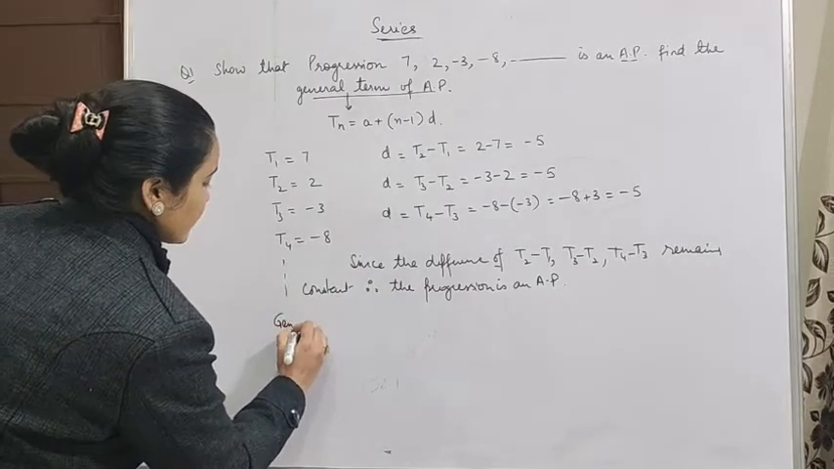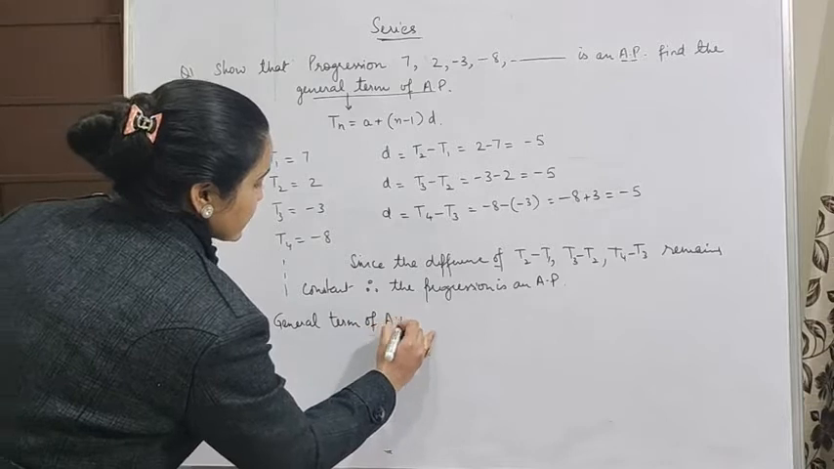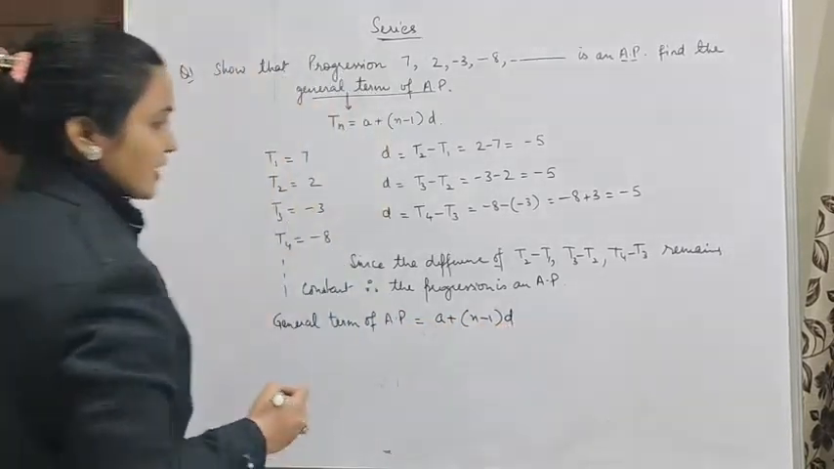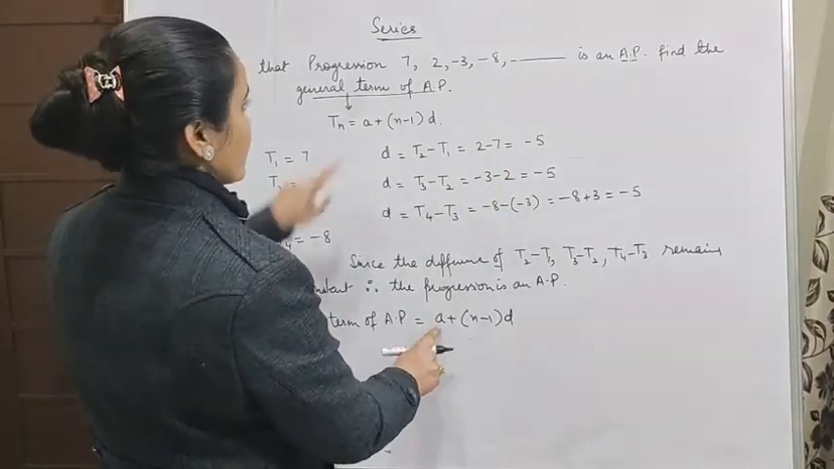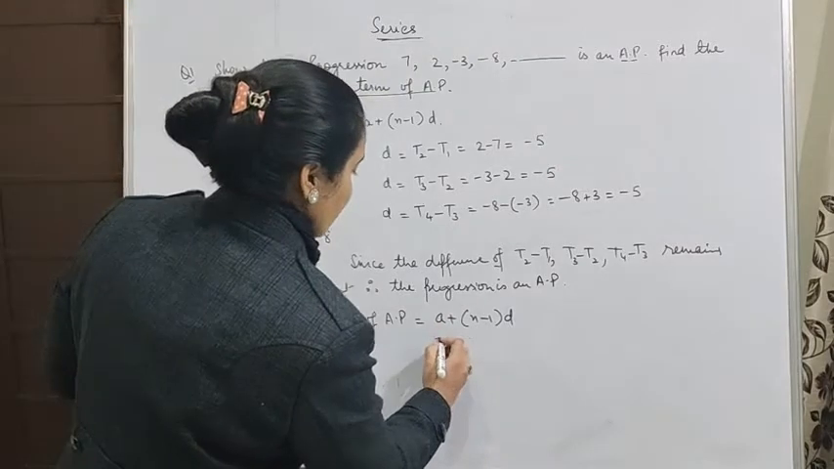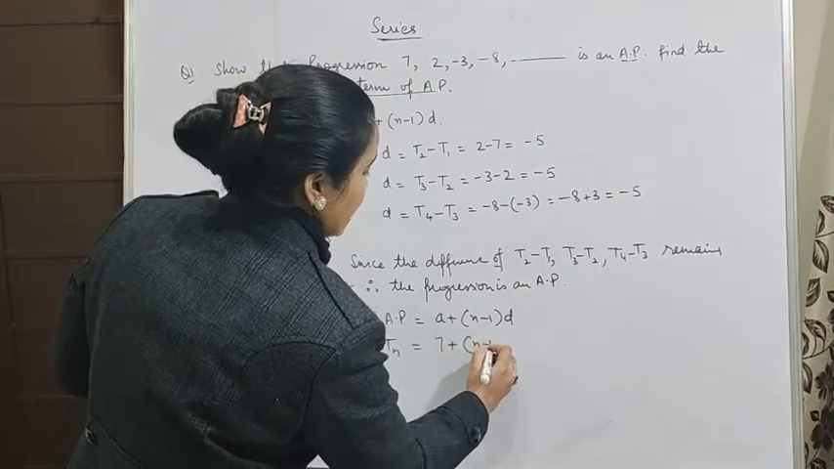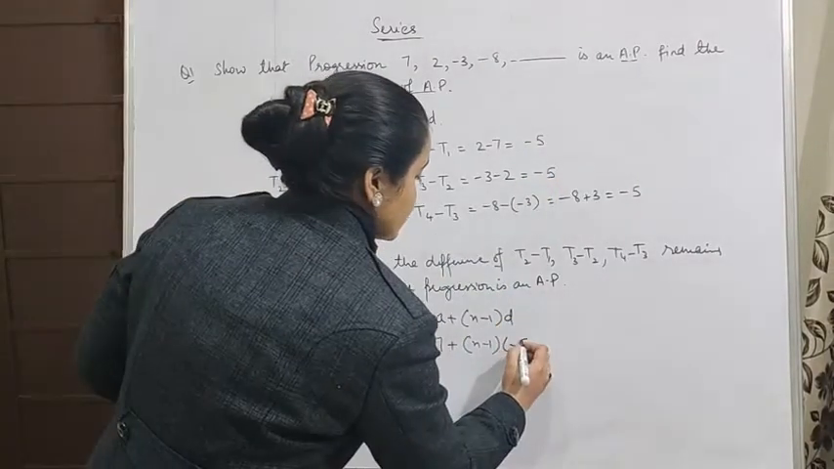So general term of this AP is given as a plus n minus 1 times d. Common difference is minus 5 and first term is 7. So we have Tn as 7 plus n minus 1 times d. Common difference is minus 5.